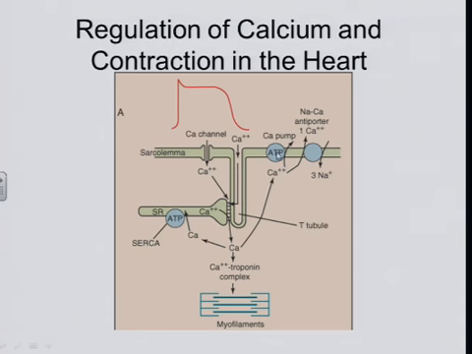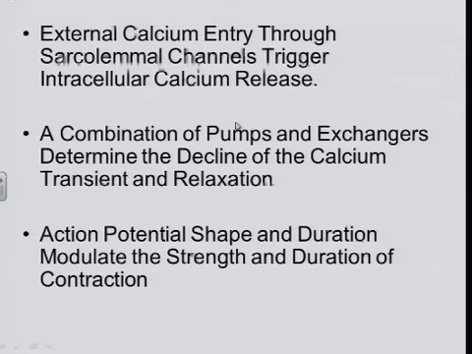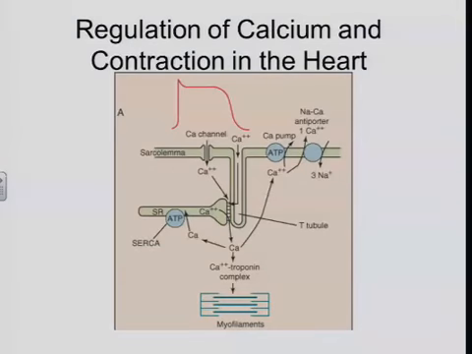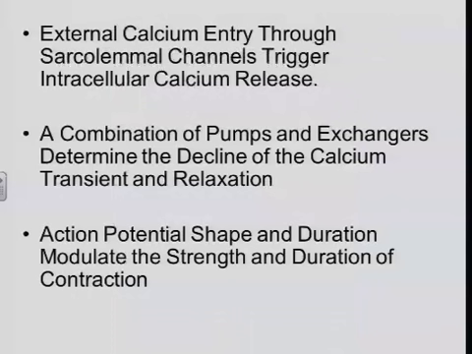The calcium goes out through a sarcolemmal calcium pump and a sarcolemmal sodium calcium exchanger. And the sodium calcium exchanger pumps 1 calcium out and 3 sodiums in. And so it's modulation of these processes, calcium entry and such, by this voltage in the action potential that determines the strength of contraction and its timing of relaxation.